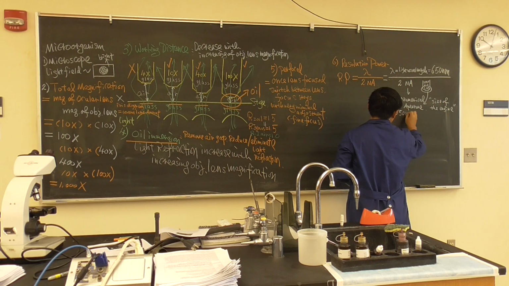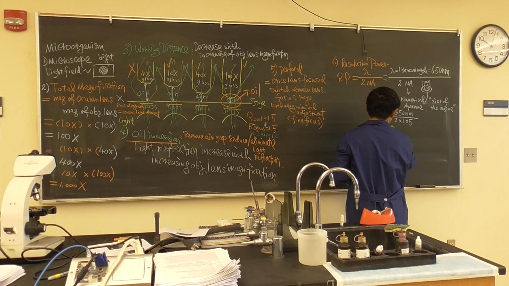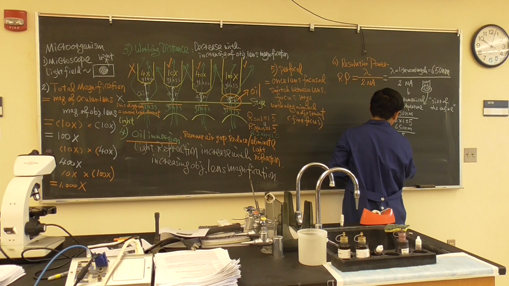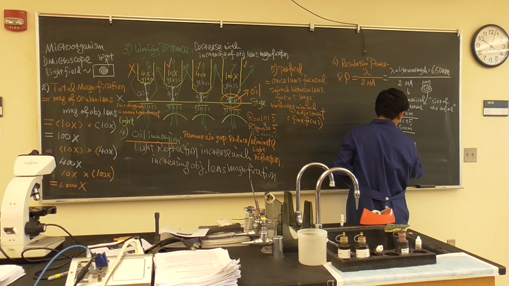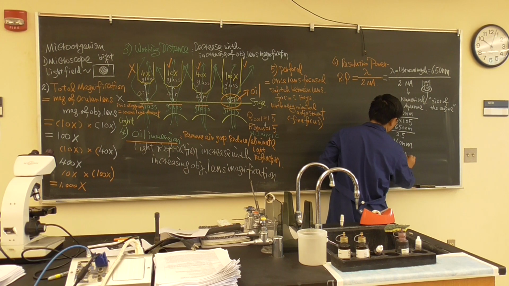650 nanometer divided by 2 multiplied by 1.25 equals 650 nanometer divided by 2.5. What do you get? 260 nanometer. That equals 0.26 micrometer.